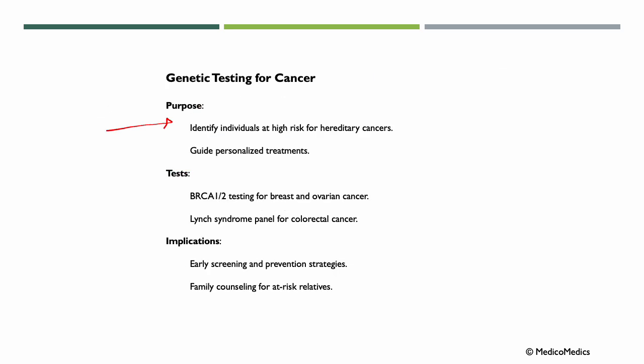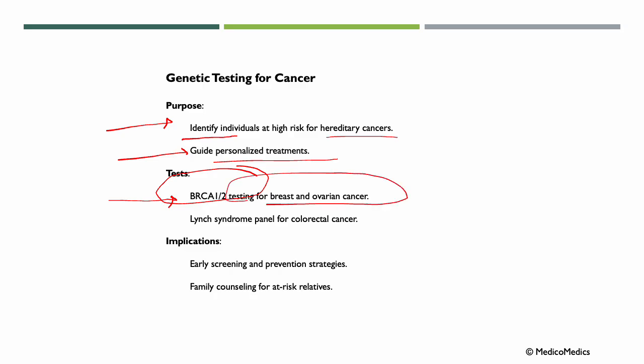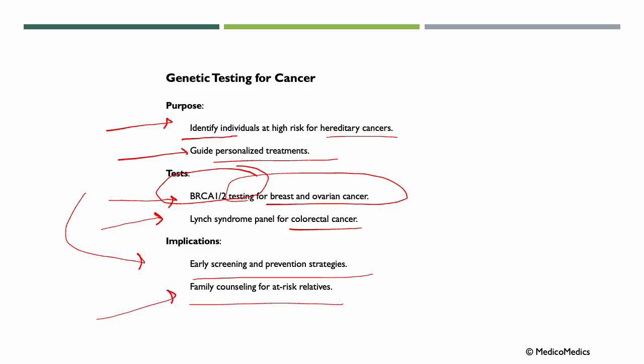So the purpose for genetic testing for cancer could be, for example, to identify individuals at high risk for hereditary cancers. It can help guide personalized treatments. Tests, for example, for BRCA1 and 2 could give us information for breast and ovarian cancer, Lynch syndrome panel for colorectal cancer. And the implication of this is early screening and prevention strategies. And of course, family counseling for at-risk relatives.